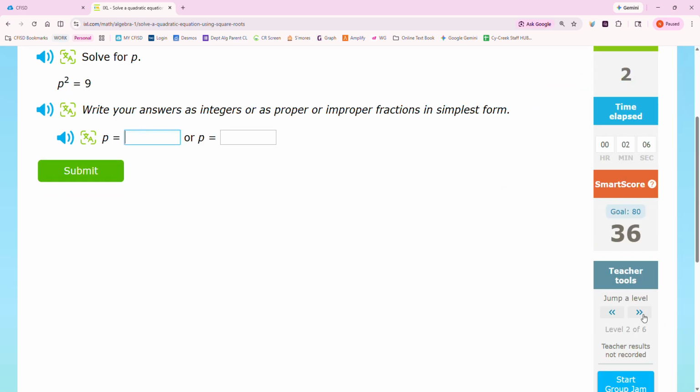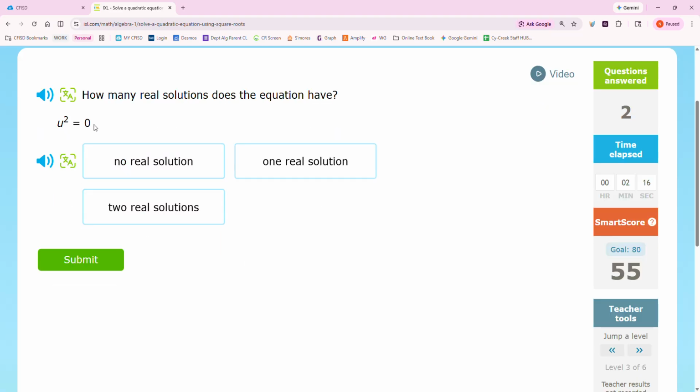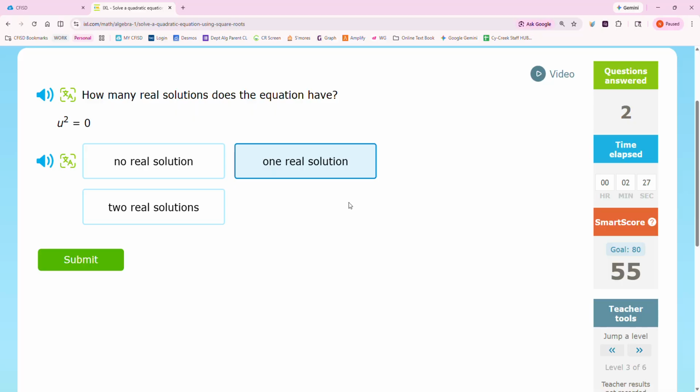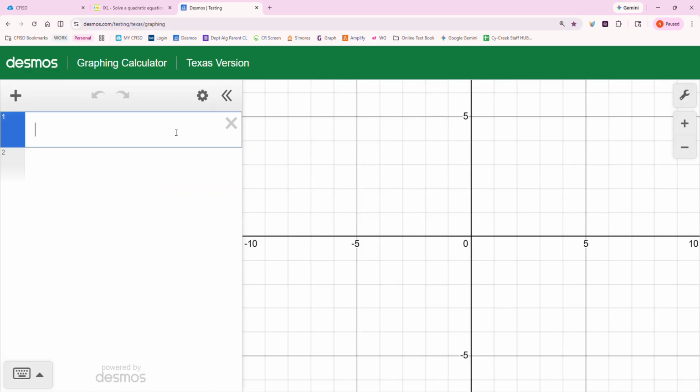I'm going to go ahead and go up a level. So now we want to know how many real solutions this problem has. So we're looking at u squared and we're taking the square root of 0. There is one real solution in this situation. That's going to be, well, let's see, hold on. Let me think about this one because that one's kind of an interesting one. Let's see what happens when I put it in Desmos. That is kind of interesting.